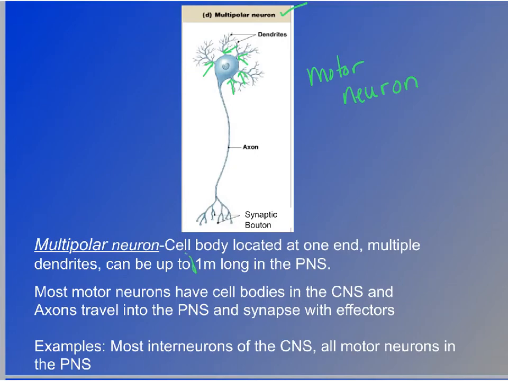Now look at the structural difference here. Not only does it have many branches and the cell body is located just at one end, look at the overall length of a multipolar neuron. Some of them can be over a meter long. That's 3.3 feet.